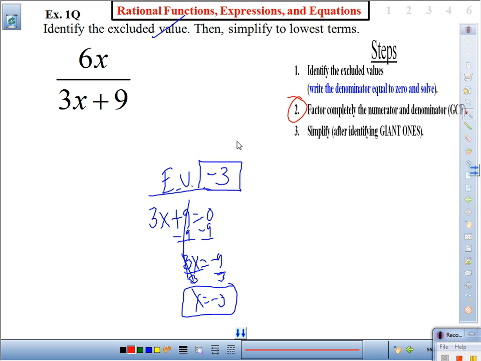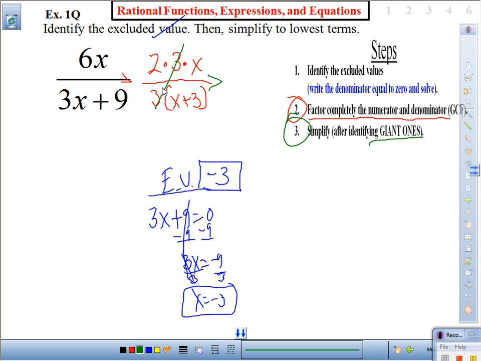To start simplifying to lowest terms, what do we do? It says here, factor completely the numerator and denominator. So how can I write this in factored form? 2 times 3 times x. That is correct. How about the denominator? Is there a GCF? Which is 3 times the quantity x plus 3. And then from there we just go to the last step and identify the giant 1. So we're left with 2x over x plus 3.